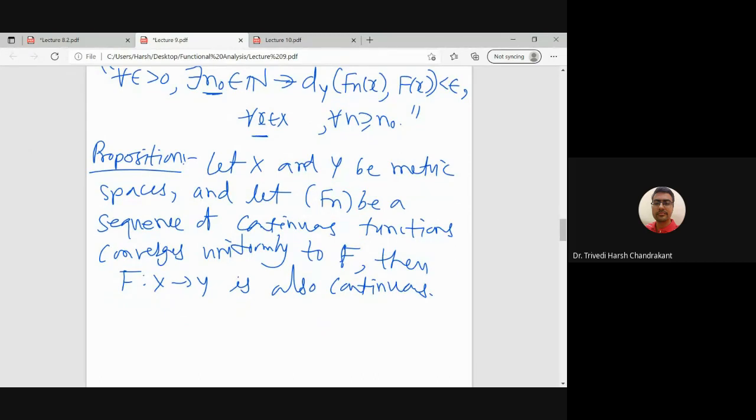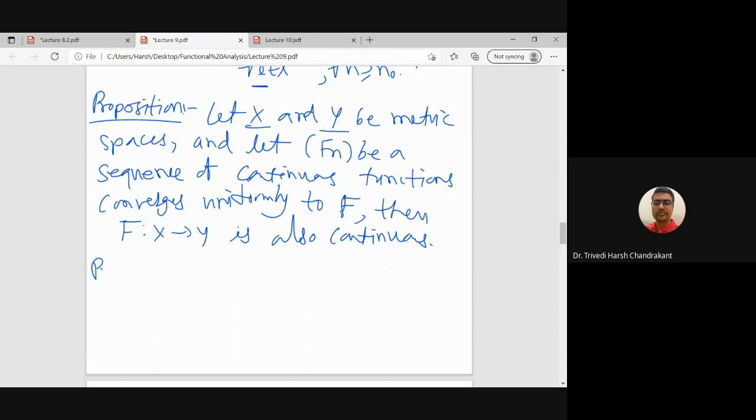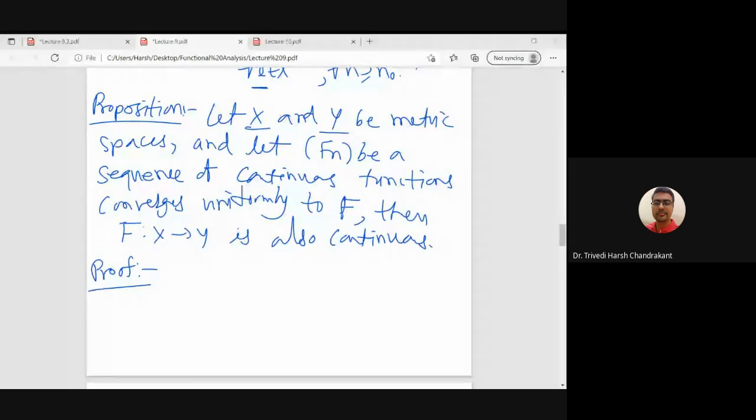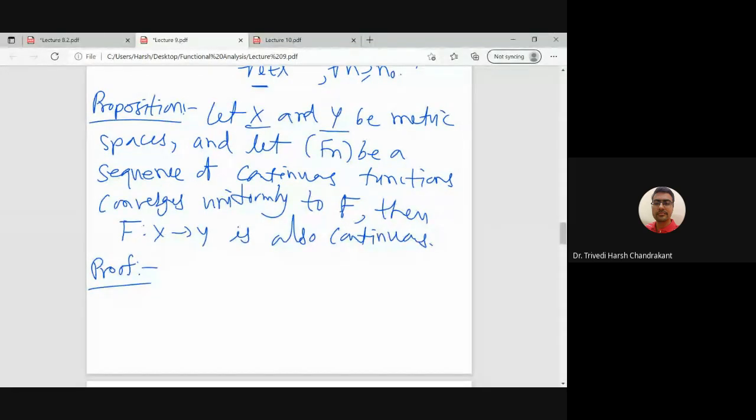So this is true for all metric spaces X and Y, right? The proof is very simple and it uses the epsilon by 3 technique. This technique is famous as the epsilon by 3 technique, in which we divide the given epsilon into three parts: epsilon by 3, epsilon by 3, epsilon by 3, and then we use the triangle inequality three times. So the sum of 3 epsilon by 3 is epsilon.